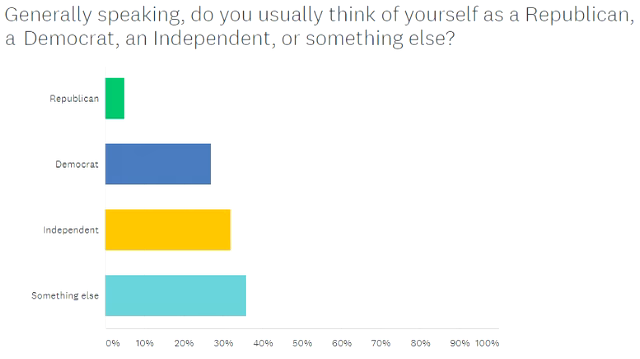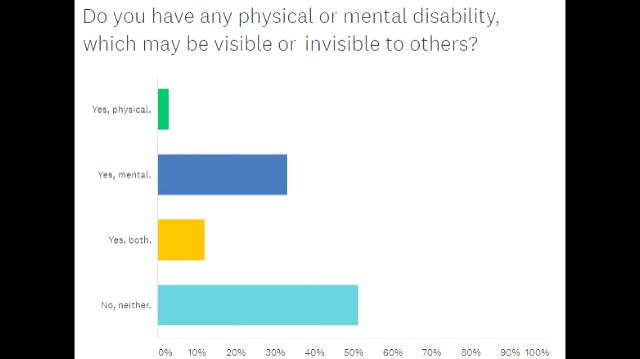The majority of you identify as something else, and then independent was the second highest. Democrat was the third highest in the upper 20s, and about 5% identify as Republican. This did not surprise me based on the kind of things that I talk about on my channel. This makes sense.